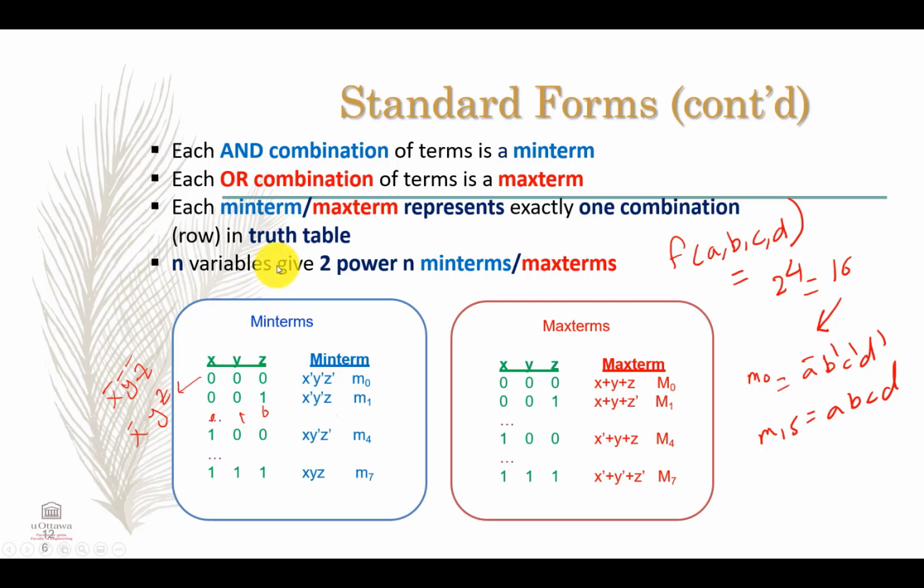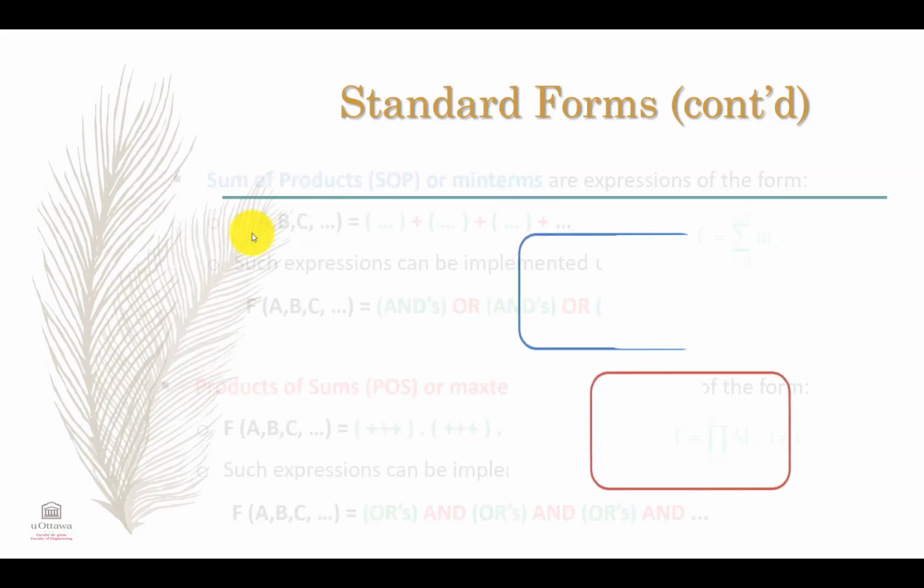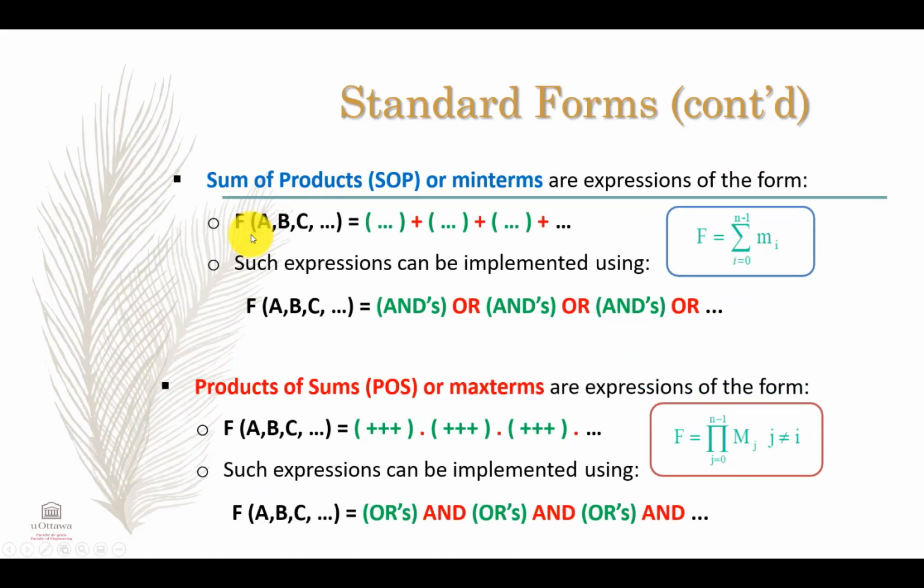So each minterm and maxterm represents exactly one combination row in the truth table. And after that, when I would like to write my functions, I will basically go and look where my function gives high.